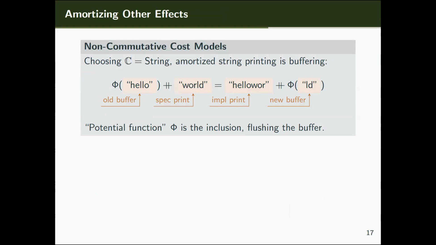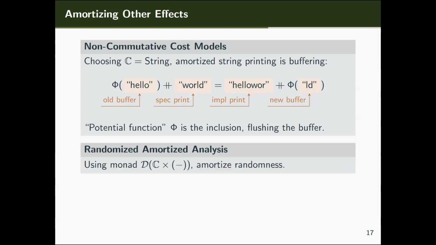Say you wanted to buffer 8 characters at a time, then the left side says, well, if you started with a buffer of hello and you tried to print world, the specification would just print hello world. The right side, on the other hand, would print hello WOR, which is 8 characters that get flushed from the buffer. And then you have an updated buffer of LD, which is the last couple characters that get saved for later. And in fact, both sides are equivalent because the potential function is just, you could say it's the inclusion, or you could think more that it's flushing the buffer. So both sides are the same by string concatenation associativity. So this is kind of interesting and not something that's compatible with the traditional view of amortized analysis.